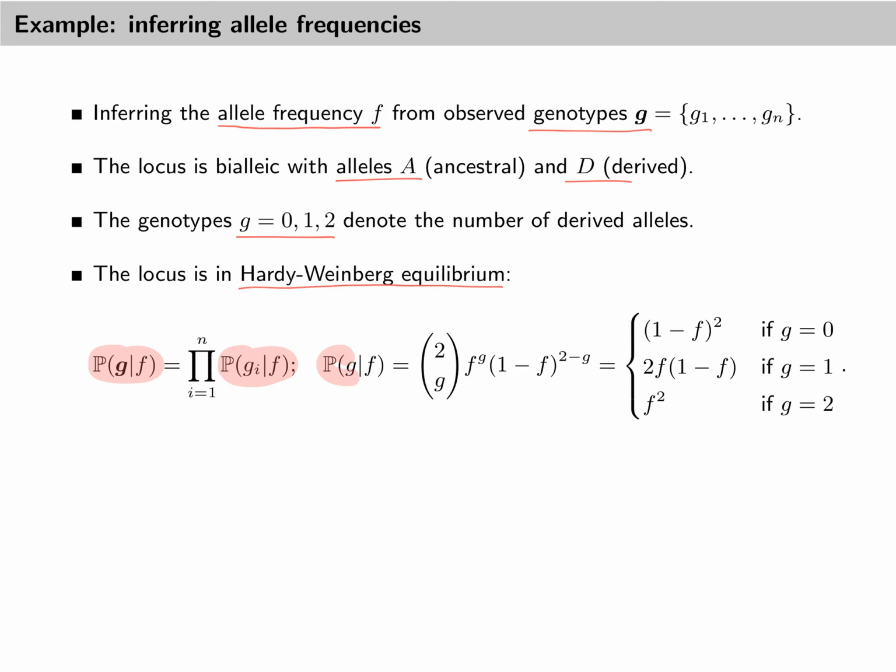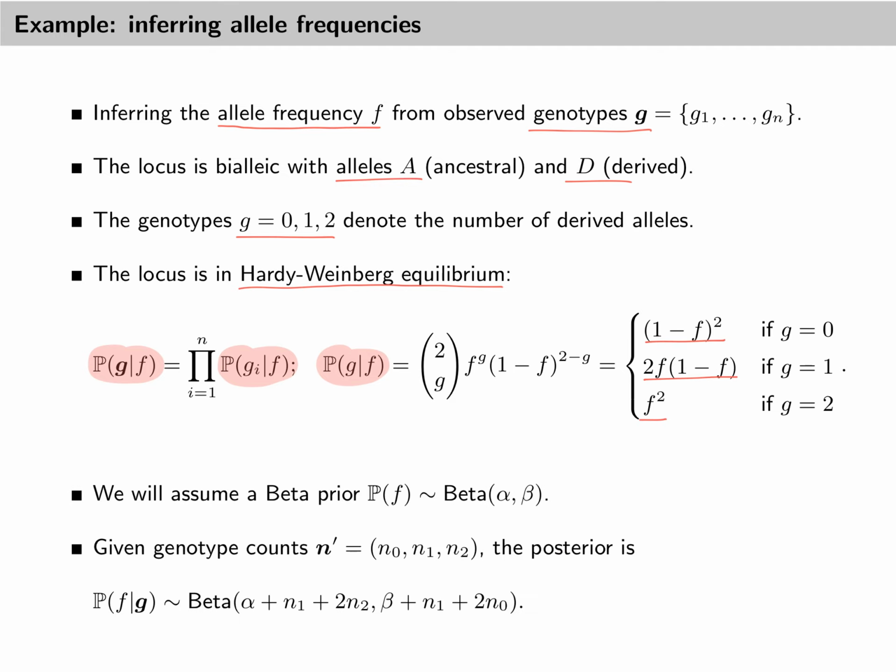And the probability of one genotype given f is given by binomial sampling. That is, the probability of observing an ancestral homozygous genotype, G equals 0, is given by (1 minus f) squared, a heterozygous genotype is 2f(1 minus f), and a homozygous derived genotype occurs with probability f squared. To conduct Bayesian inference, we will further assume that there is a beta prior on the allele frequency f. That is, the probability of f is given by a beta distribution with two parameters, alpha and beta.